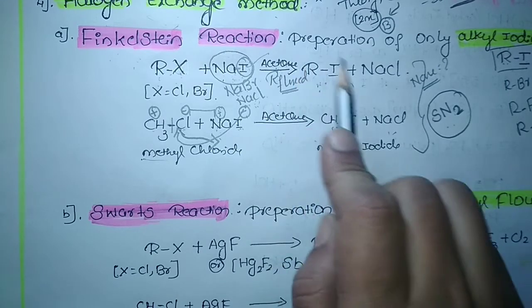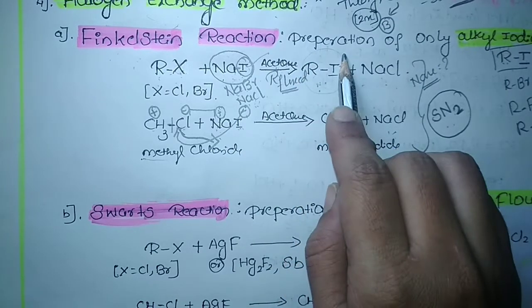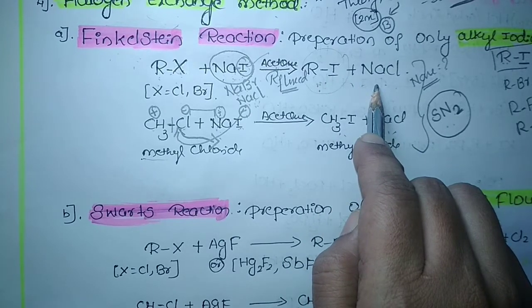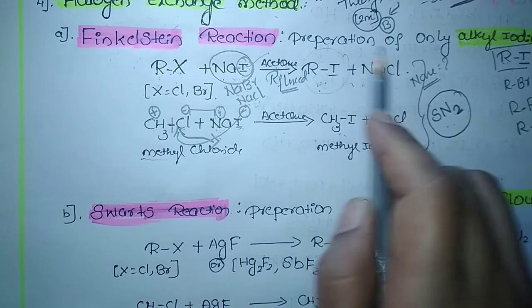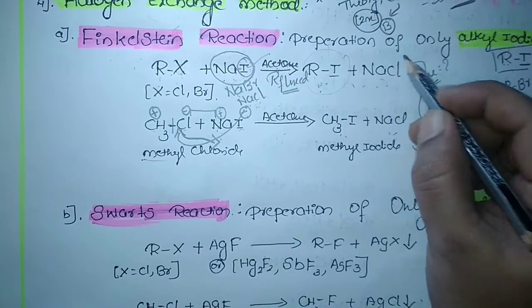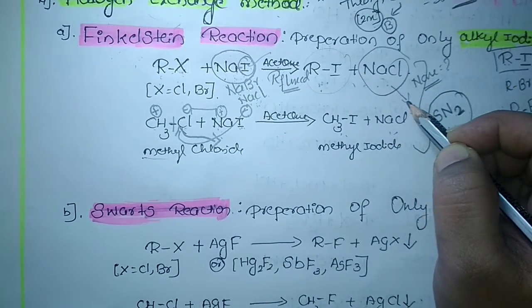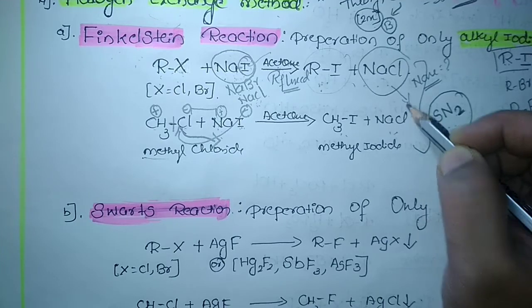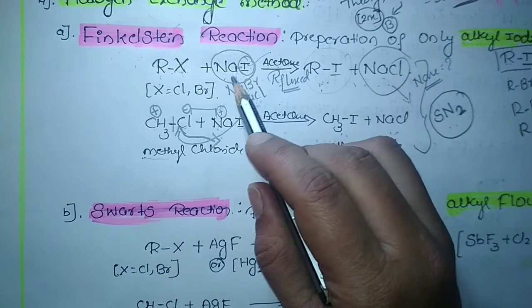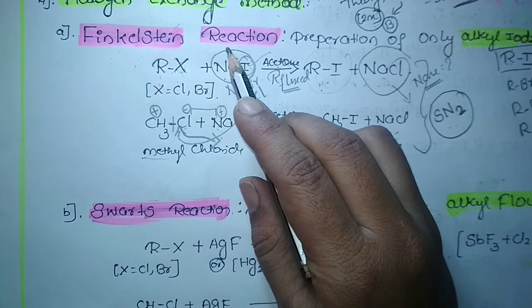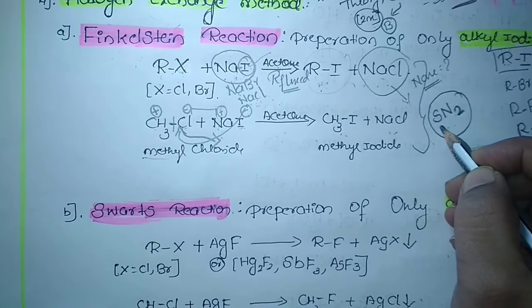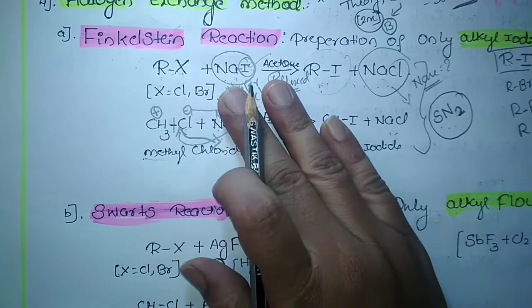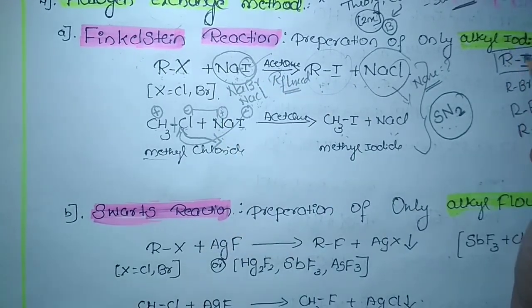And again here, since the alkyl iodide is formed, the byproduct that we get is sodium chloride. As I already told, sodium chloride precipitates since it is insoluble in acetone, so we can filter it off very easily. So that's why sodium iodide is compulsorily used in a Finkelstein reaction, not sodium bromide or sodium chloride. It follows the SN2 mechanism, and it is particularly for the preparation of an alkyl iodide. It is a halogen exchange method.